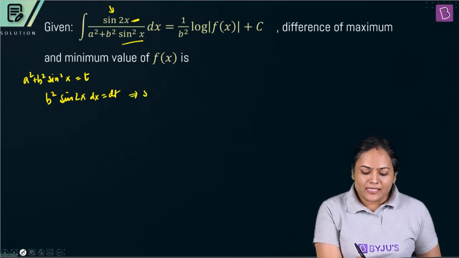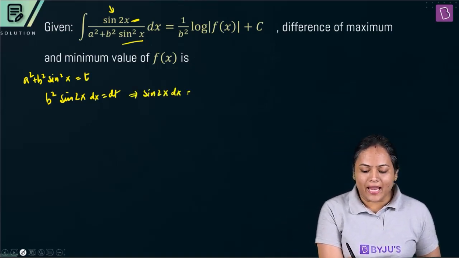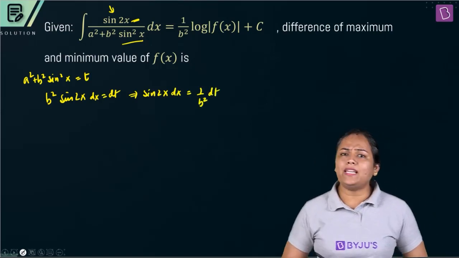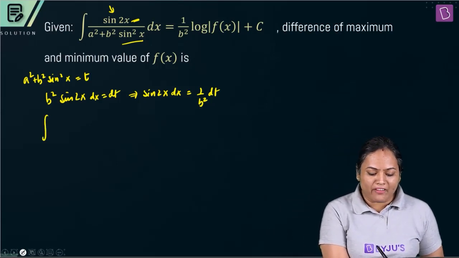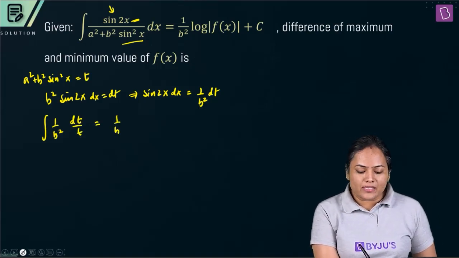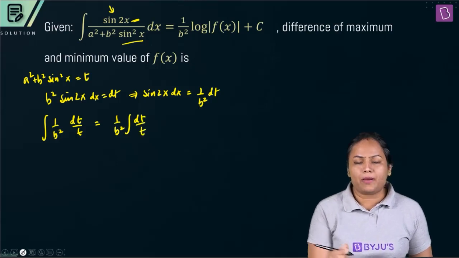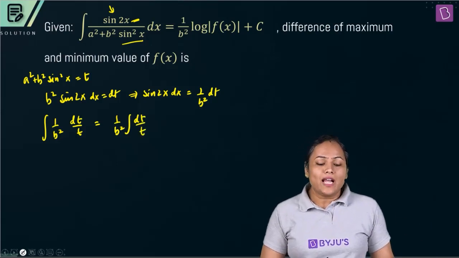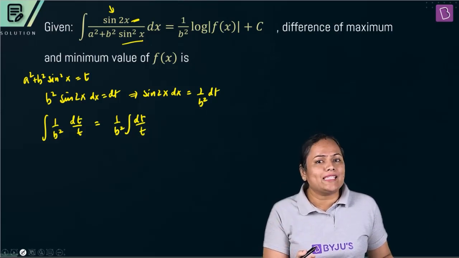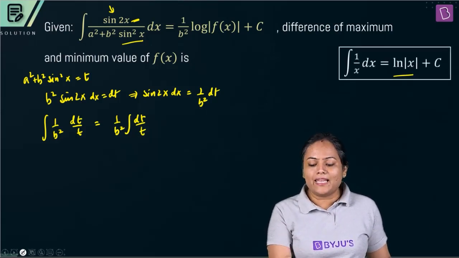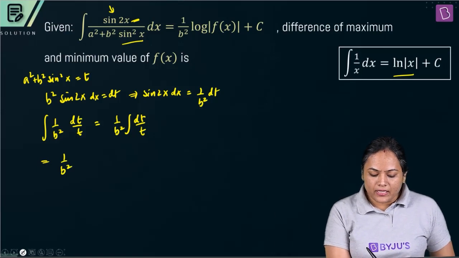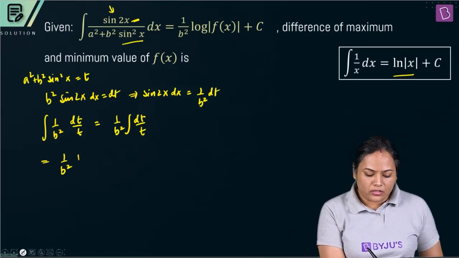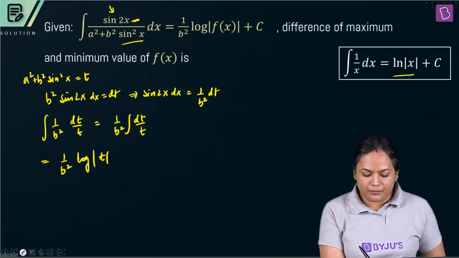And therefore, sine 2x dx can be written as 1 by b square dt. Got it? So now when I substitute the values, I will have my integral as 1 by b square dt by t, which can be written as 1 by b square integral of dt by t. Constant can be taken out. Now, what is the integration of 1 by x dx? We already know the formula. It's ln mod x. So, this is going to become 1 by b square ln, or we can use log here, mod of t plus c.